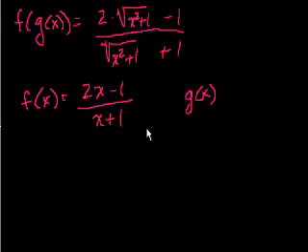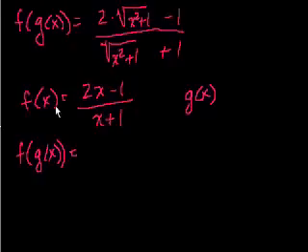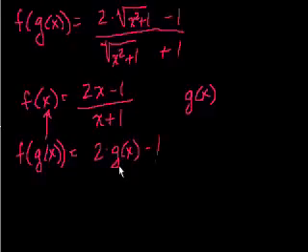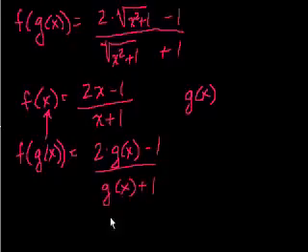Well, we can actually do this problem by kind of just looking at it. Because f of g of x, what we do is we take everywhere where we see an x, we replace it with g of x. So f of g of x would look like this. Let's say we don't know what g of x is. Everywhere where we saw an x, we replace it with g of x, right? So it would be 2 times g of x minus 1 over g of x plus 1.